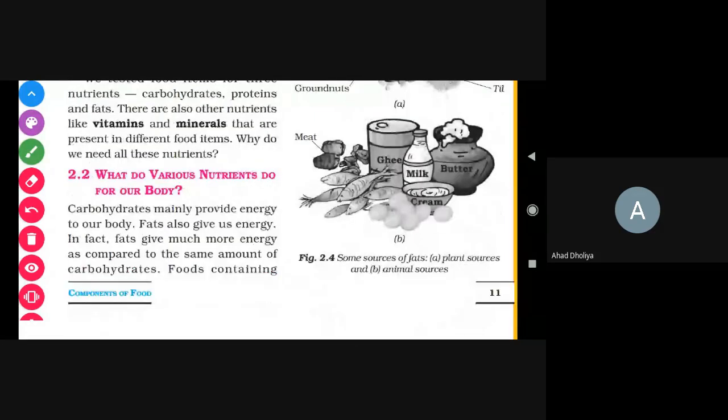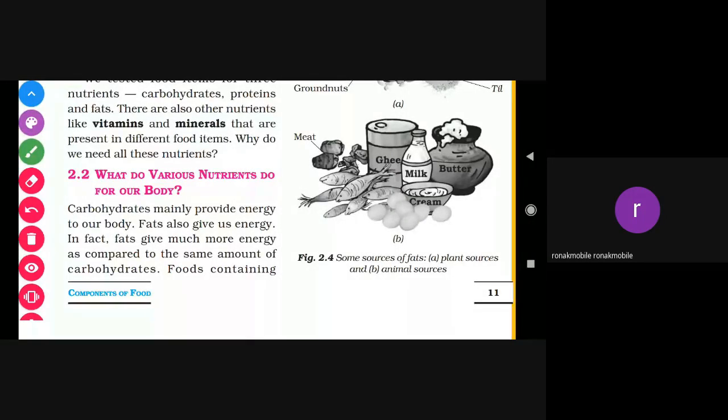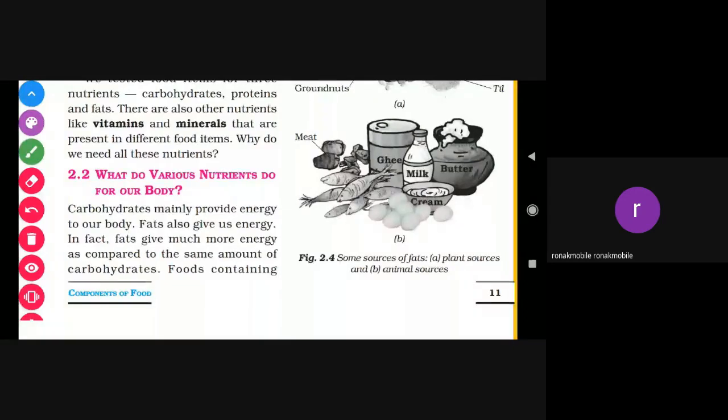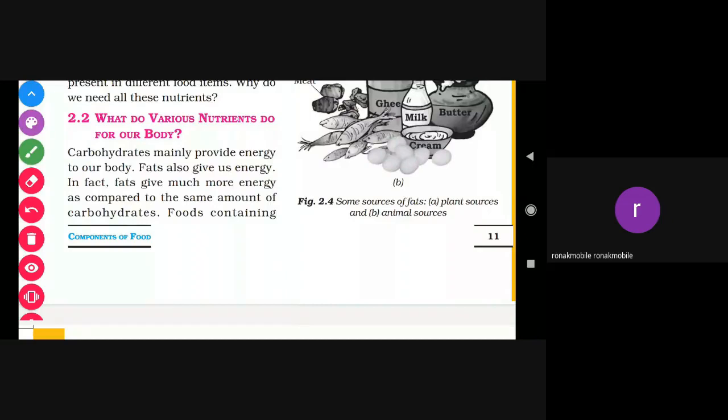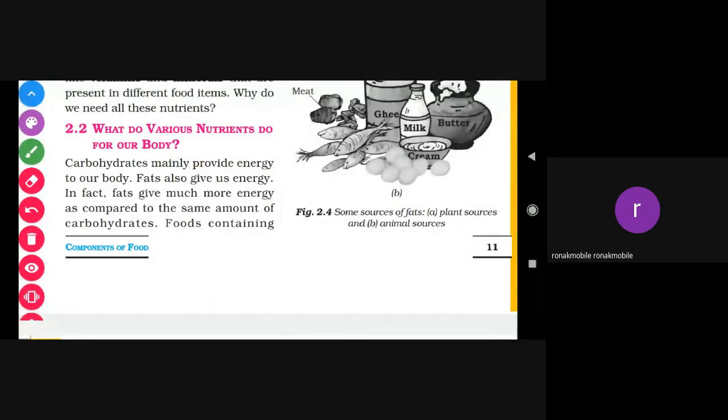Okay. Now, why do we need all of these things? Why do we need carbohydrates? Why do we need proteins? Why do we need fat? Why do we need vitamins? All those answers are given in this section 2.2. That's what we are going to study ahead. Carbohydrates and fat will give us energy.